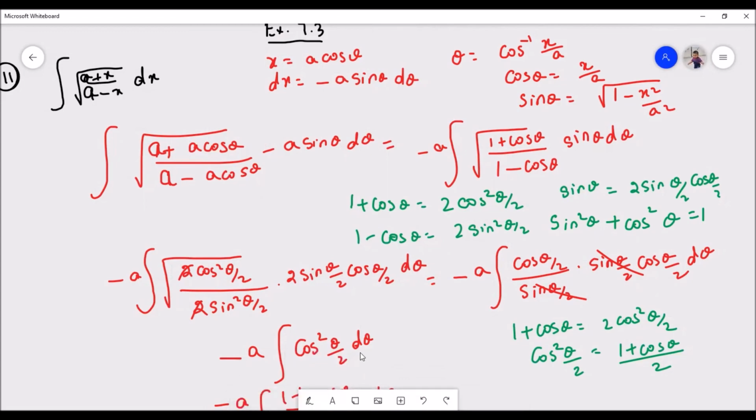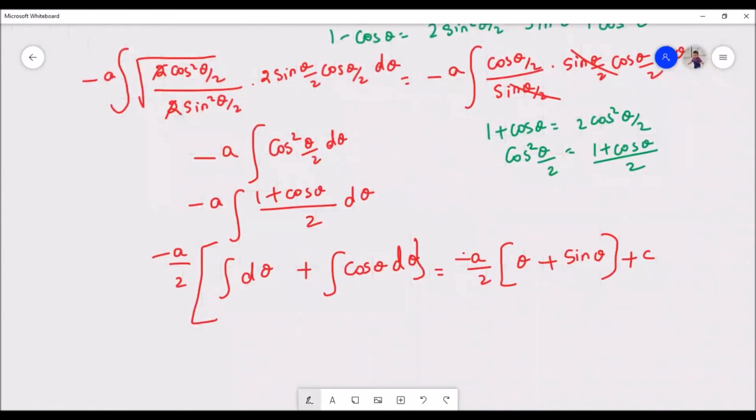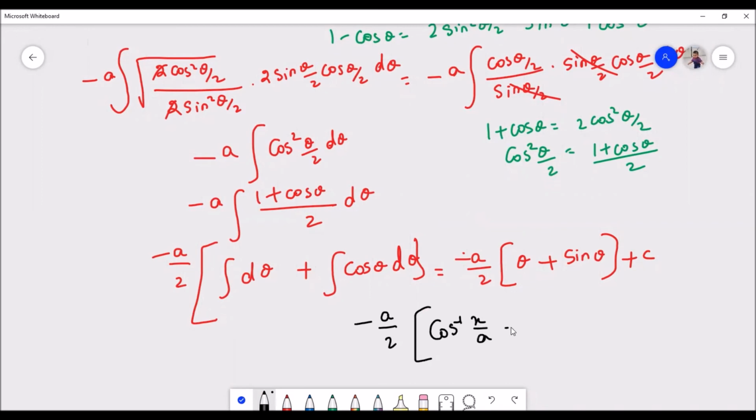So let us substitute these values there. Theta and sine theta we need. Substituting those values, we will get it as: just now we have seen minus a by 2 is there as it is, and theta is nothing but cos inverse of x by a plus sine theta is nothing but root over 1 minus x square by a square. And don't forget to write plus c. If you want, you can take this a by 2 inside and do simplification. We can't do any real simplification, we can just split and give it, that's it. Right?